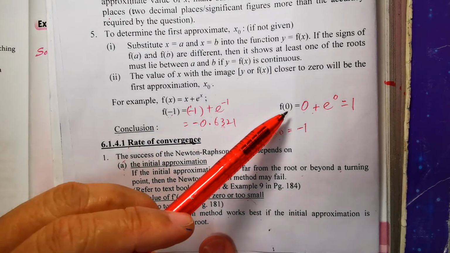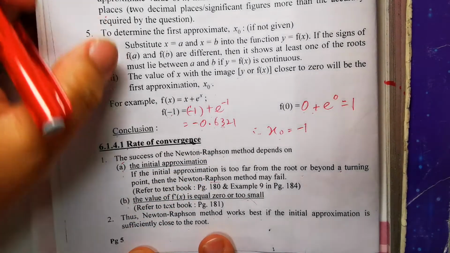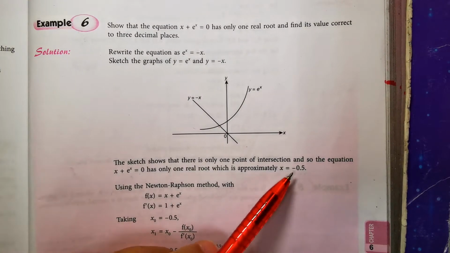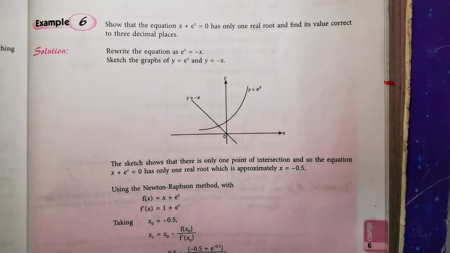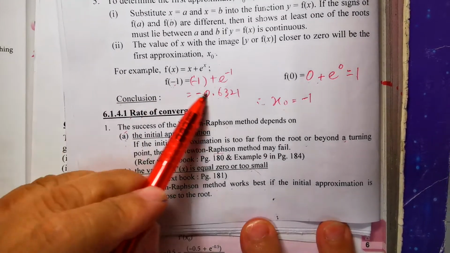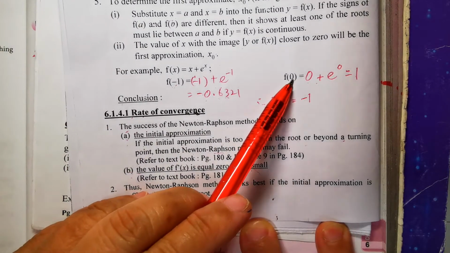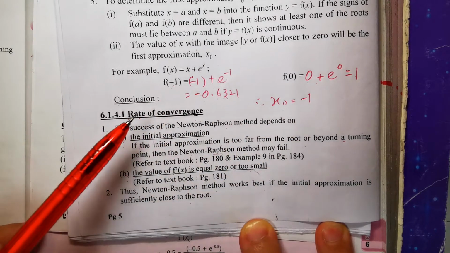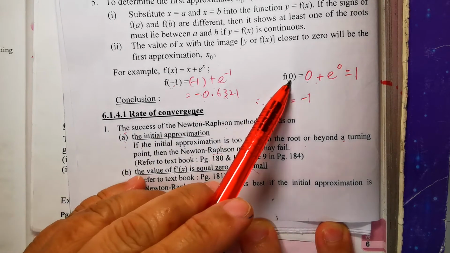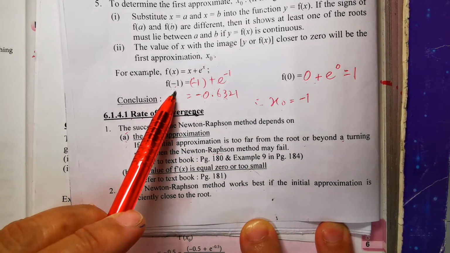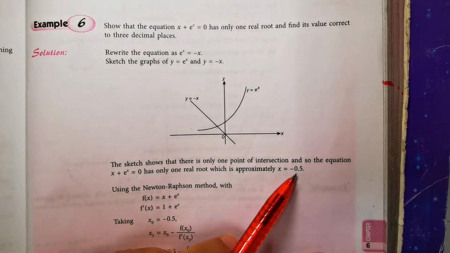But between 0 and -1, I think -0.5 will be even closer. Therefore, in this example, they choose the first approximation, x equals -0.5. Alright? So remember, this step is to show us where the root lies between. So the root lies between 0 and -1. And what we are going to choose as our first approximation is up to us, as long as any value between 0 to -1. Alright? Okay? So in this example, they choose the first approximation as -0.5.